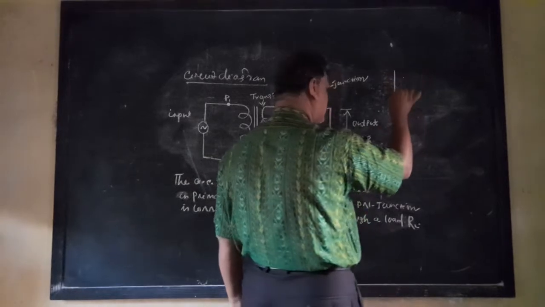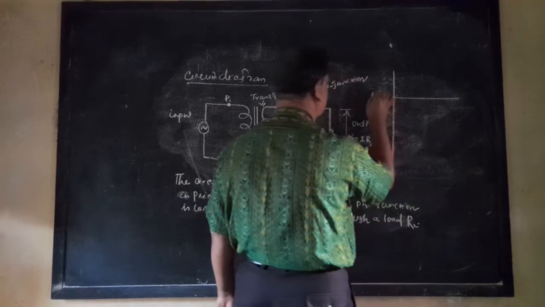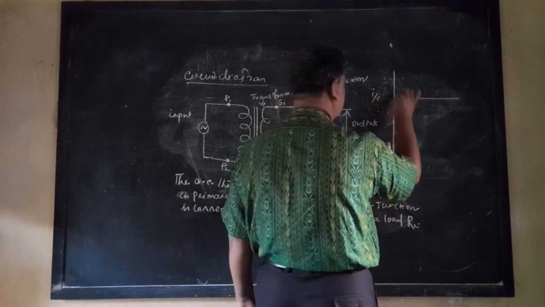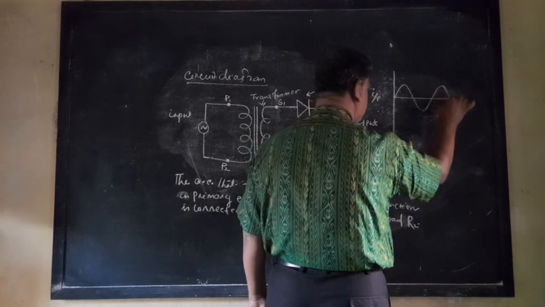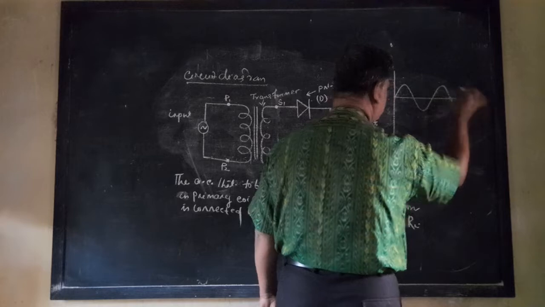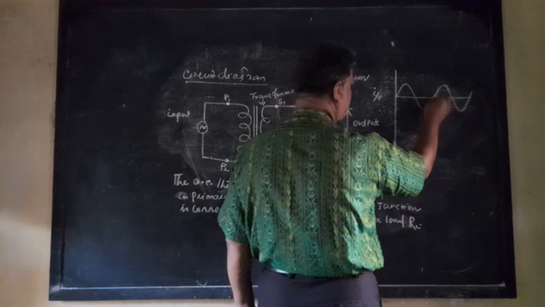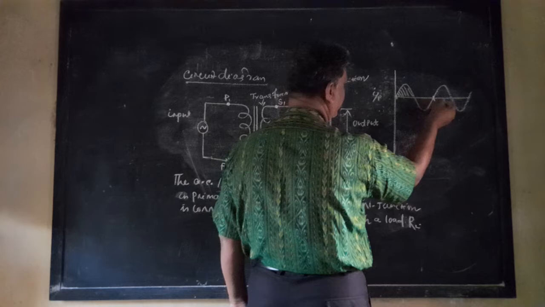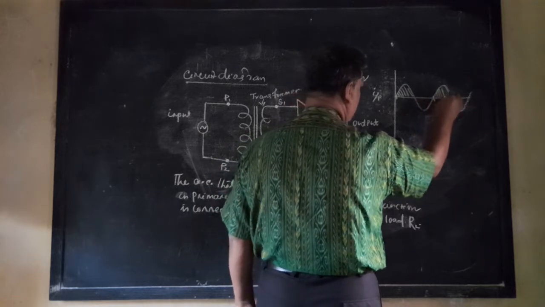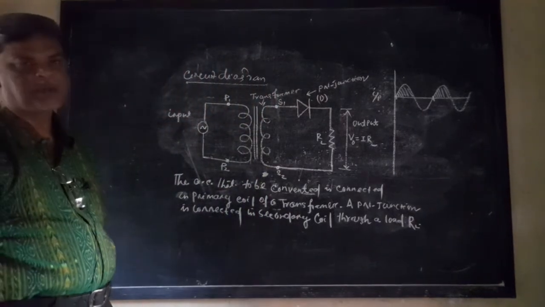Thus, if we consider the waveform, this is your input. The input source is the alternating source. Clear? This is one complete cycle. This is your positive cycle, and this is your negative cycle. This is another positive cycle, and this is your negative cycle. Like that. 50 cycles are covered in 1 second.